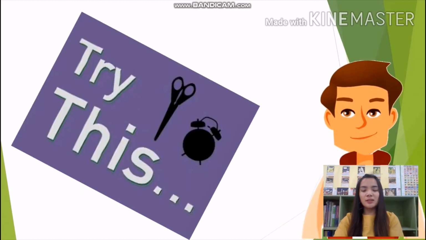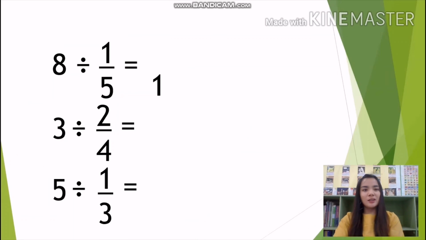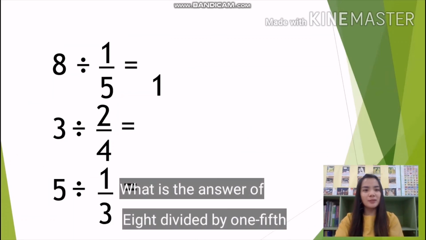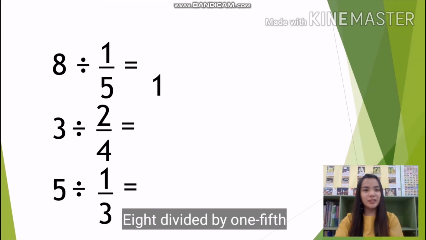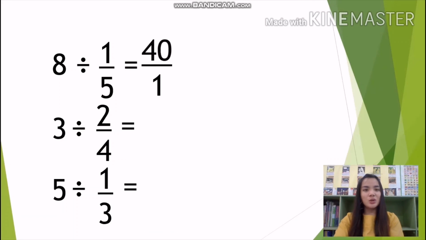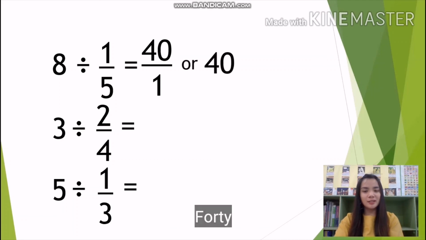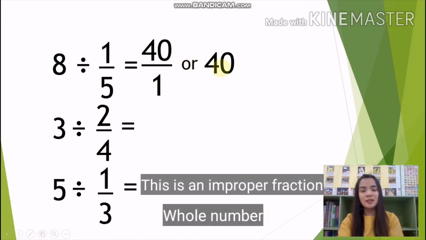So let's try this following problem. What is the answer of 8 divided by 1/5? It is 40 all over 1, or 40. Since this is an improper fraction, we can just make it as a whole number.